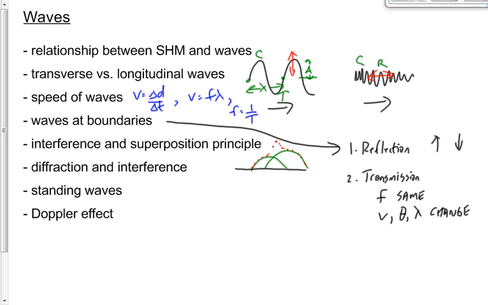We talked about diffraction and interference. Diffraction is the spreading out of a wave. Remember that the amount of diffraction is dependent upon three things. The first is the size of the opening. As the size of the opening increases, what happens to the amount of diffraction? It decreases. The smaller the opening, the more diffraction.